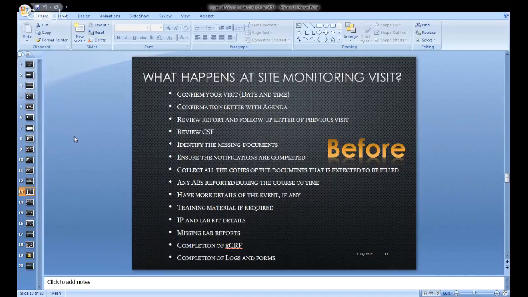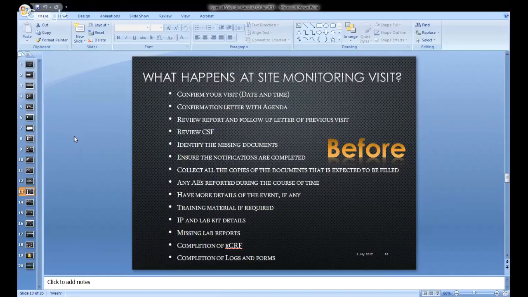Missing lab reports. At times, sites complain about patient A, visit X, particular report was not received. Go to the portal, ensure that you have the report, and you provide that particular report to the site and ensure that it is filed. So carry all those reports, be ready with those reports before you go to the site for your monitoring visit.